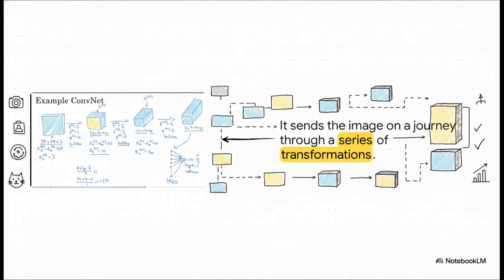And this is our roadmap for the journey. Don't get too bogged down by all the numbers just yet. The main idea is simple. Our starting image on the left gets passed through a whole series of layers. Each one of those blocks is a transformation, changing the data and getting us one step closer to an answer.